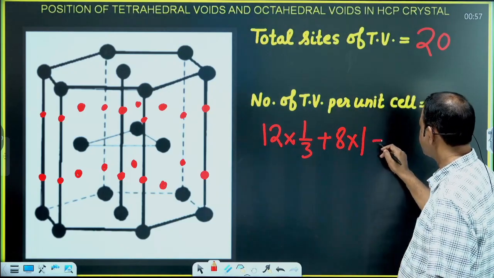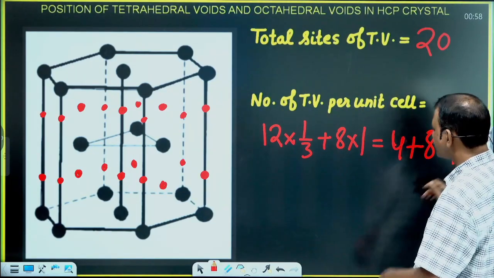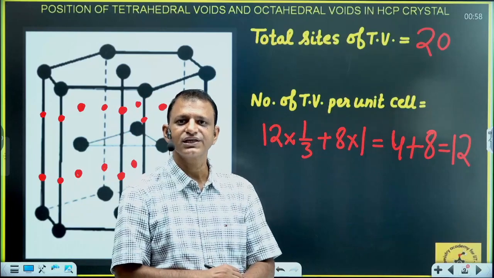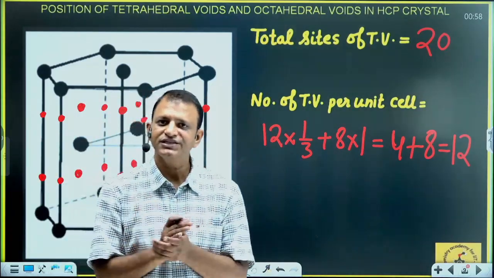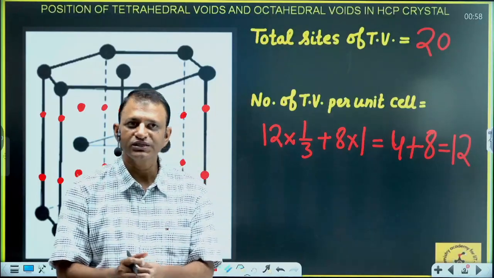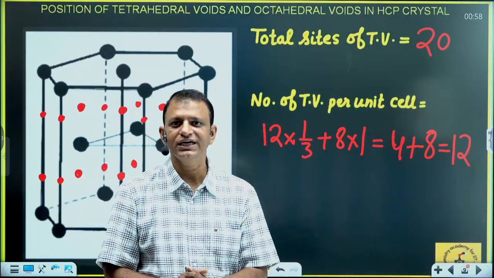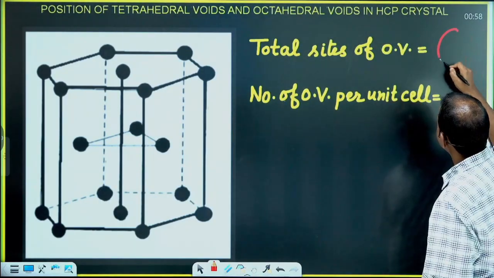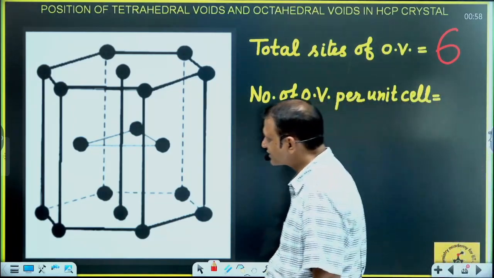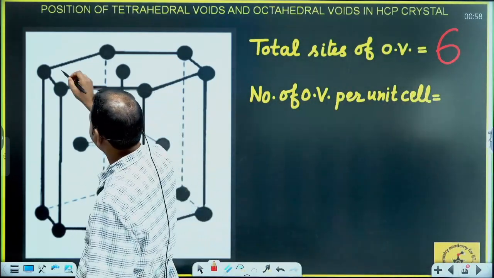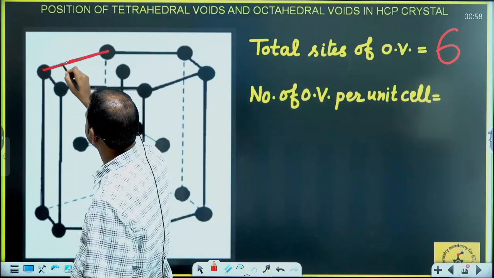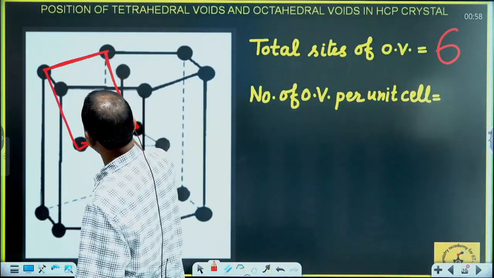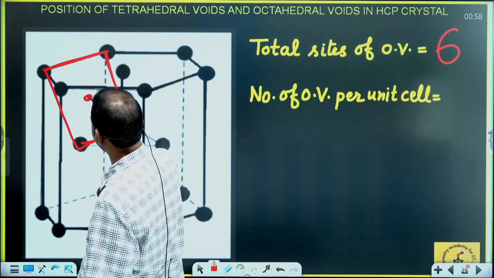So from here if I simplify, 4 plus 8, 12. There are 12 tetrahedral voids per unit cell in the hexagonal prism unit cell, right? So the number of atoms per unit cell is 6 and the number of tetrahedral voids is 12, which means per atom there are 2 tetrahedral voids in hexagonal close packed crystal. Now about octahedral voids, total sites of octahedral voids is 6 and we have discussed what those are. If I take this edge, right? This edge and this one, if I combine, there is a formation of a square and the center of this square is a position of an octahedral void.